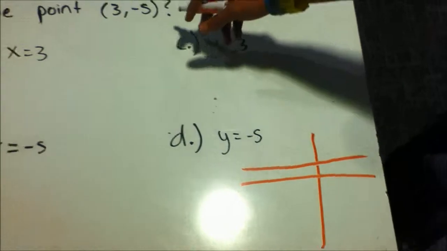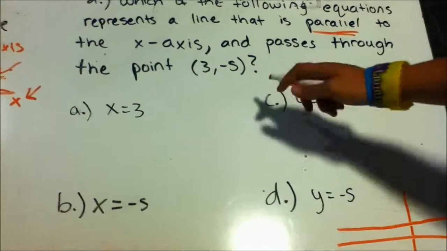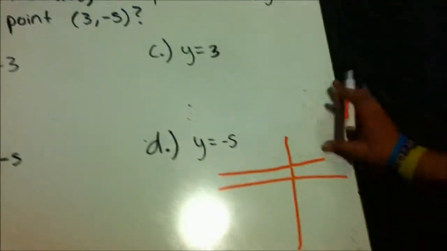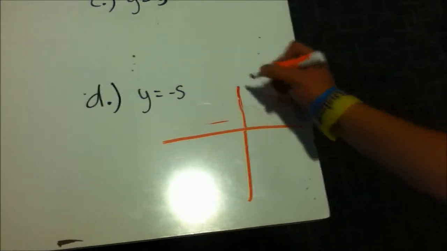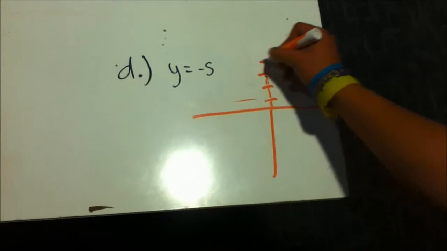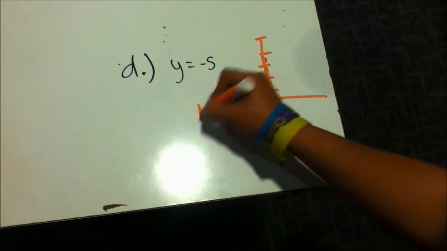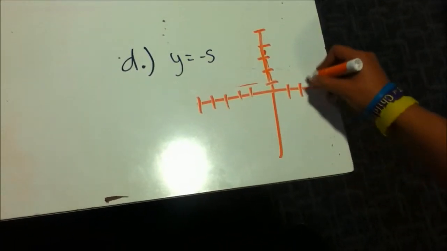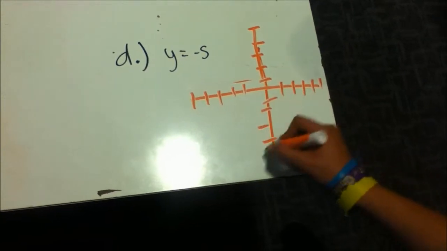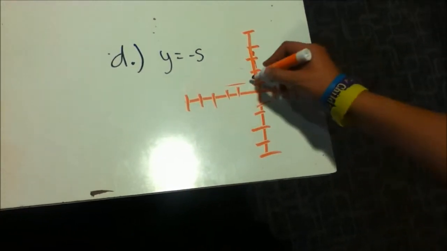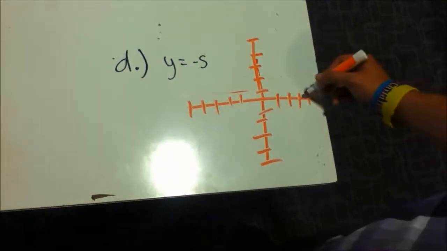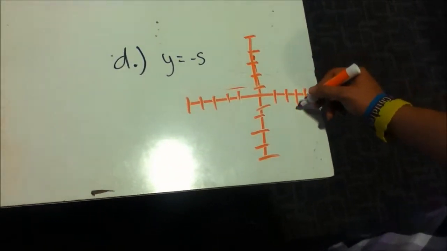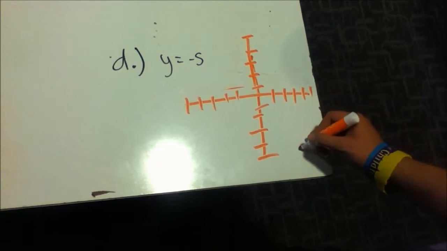But it's asking, passes through the point (3, -5). So, if I were to label this, it's going to be really janky. 5. Okay. 1, 2, 3, 4, 5. I'm going to plot that point (3, -5). 1, 2, 3, 4, 5.